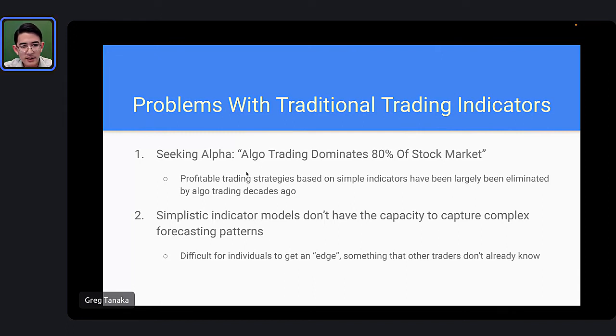The second thing is that these indicators are really simple, right? Some of them are like the rolling average, or some of them are like RSI. They don't have the ability to capture complex forecasting patterns, and they're really common as well. So it's difficult for individuals to get that alpha, or that edge, something that other traders don't know. So as a result, using just traditional indicators to do trading, 30, 40, 50 years ago, it was actually okay. But today, it's a tough way to make money.